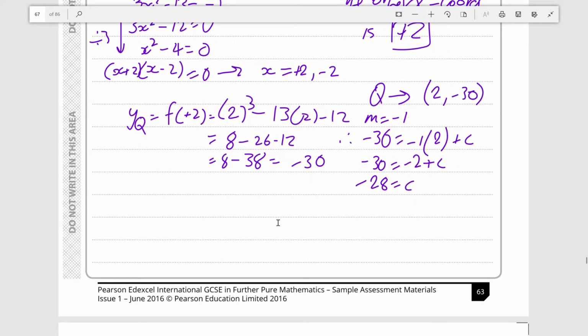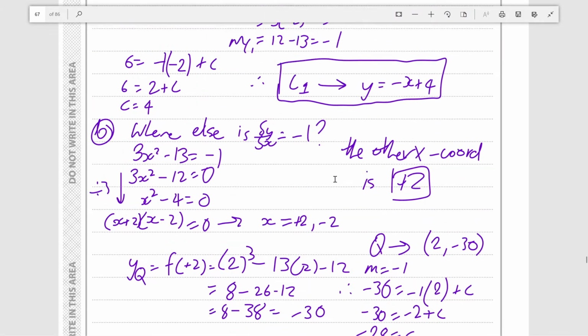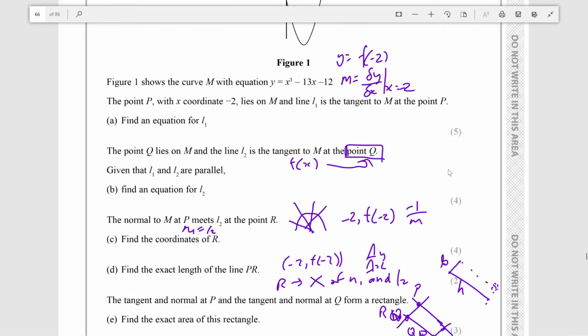And therefore, the equation of the line L2 would be equal to y is equal to minus x minus 28. And that will work because it will pass through our point 2, negative 30, and it is also parallel to the equation we determined earlier of minus x plus 4, which we found here. Now, that is a very easy 9 marks for this question already.